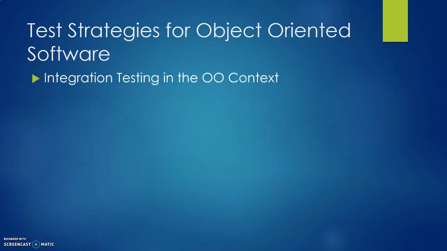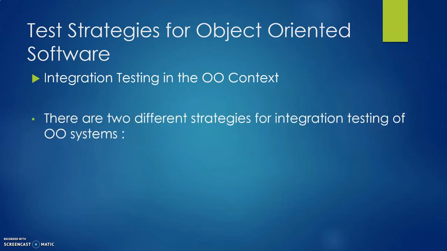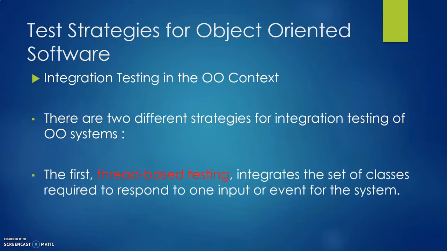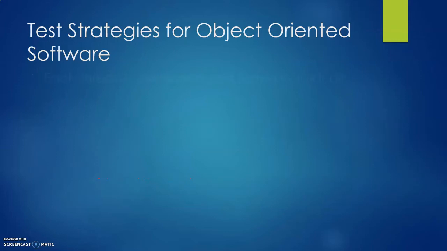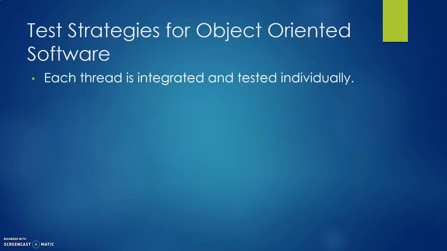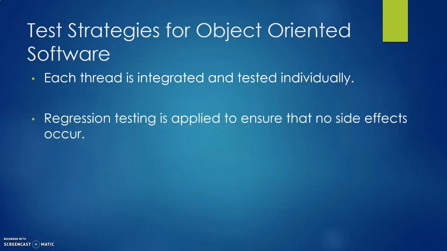Then we have integration testing in the object-oriented context. There are two different strategies for integration testing of object-oriented systems. The first strategy is thread-based testing, which integrates the set of classes required to respond to one input or event for the system. Each thread is integrated and tested individually. Here we also apply regression testing so that we ensure there are no side effects.